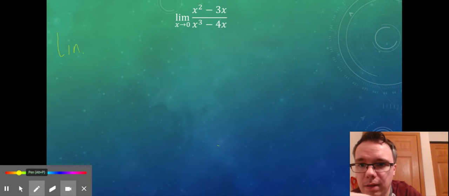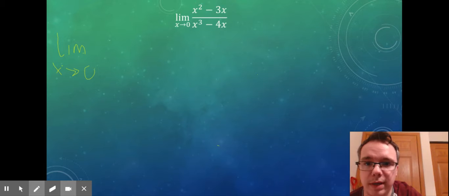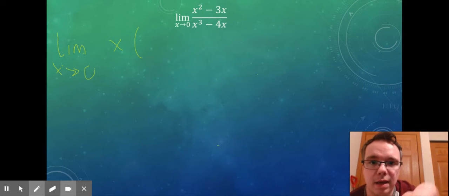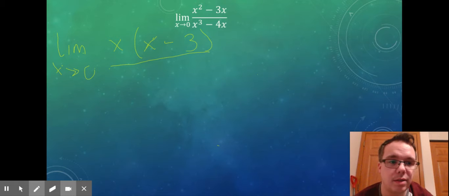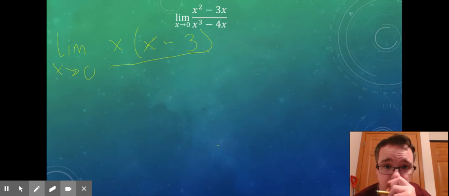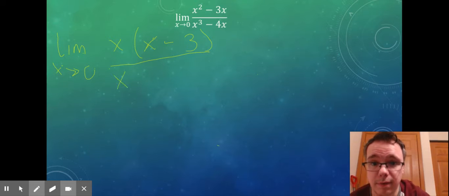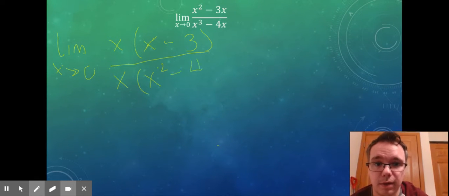So we have the limit as x approaches 0. And on top, we can pull out an x. And if we do that, that leaves an x minus 3 when we divide both those terms by an x. And on the bottom, we have an x cubed and a 4x, and we can pull out an x as well. So we'll have x over x squared minus 4.